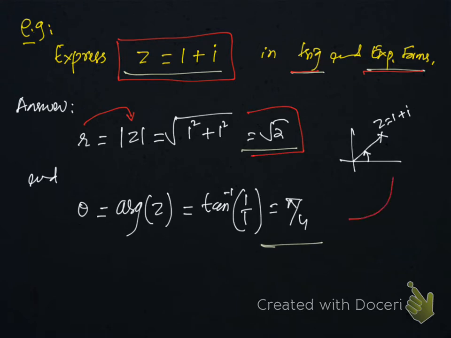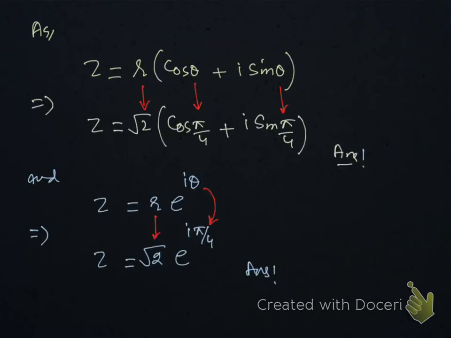For argument, make a rough sketch. Since this complex number is in the first quadrant and the equation of the line is y is equal to x, therefore the argument of this complex number must be pi by 4. Make sure theta must be in radians. Well, this is the trigonometric polar form. So we need to substitute the value of r here and the value of theta here and here. That's it. You just need to substitute the value of r and the value of theta to get the answer in polar form. Same thing with the exponential polar form. Substitute the value of r here and the value of theta here. That's it, done.